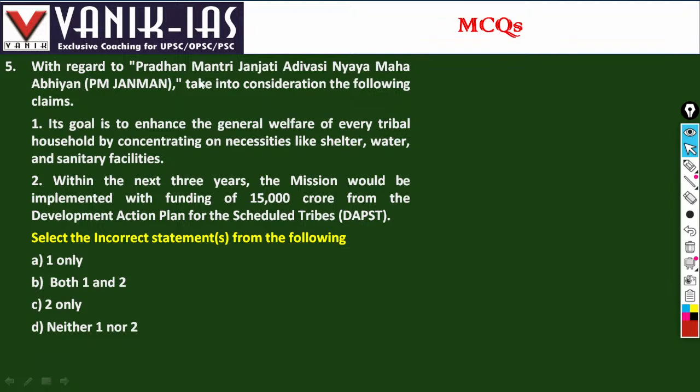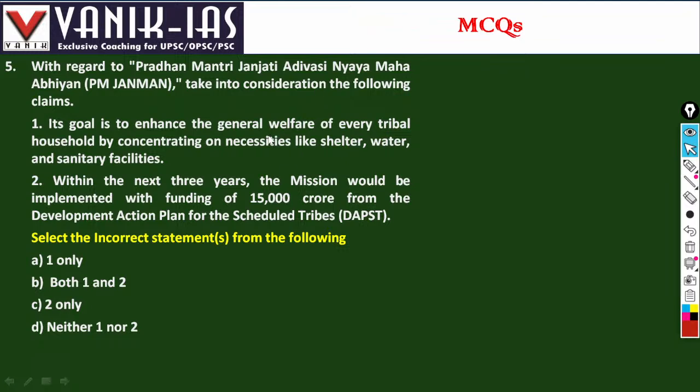With regard to the Pradhan Mantri Janjati Adivasi Nyaya Maha Abhiyan, PM JANMAN Yojana, take into consideration the following claims. Its goal is to enhance the general welfare of every tribal household by concentrating on necessities like shelter, water, sanitary facility. That is right. Within the next 3 years, the mission would be implemented with the funding of 15,000 crore. No, it should be 24,000 crore. So two is incorrect. One is correct.